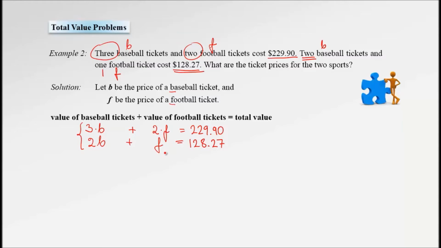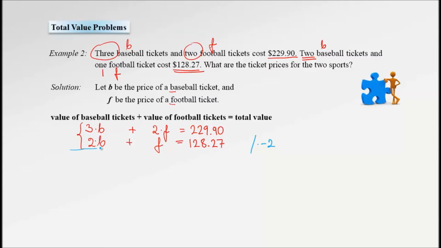Now what's left to do is just to solve it. How do we solve it? It's up to us. For example, we could use the elimination method. If we wish to eliminate F, we should multiply the second equation by how much? Yes, -2, because we want to have opposite coefficients of F in order to cancel them.